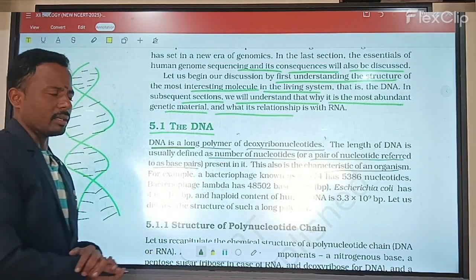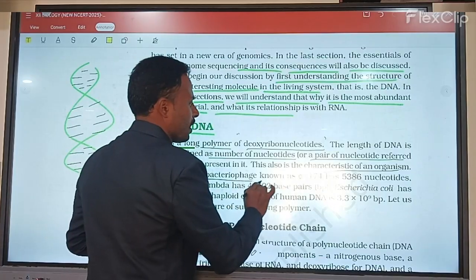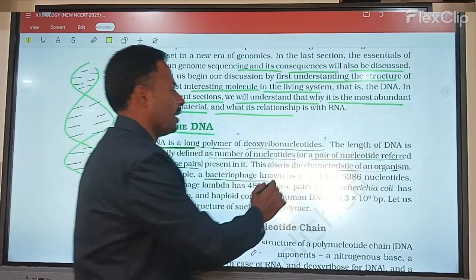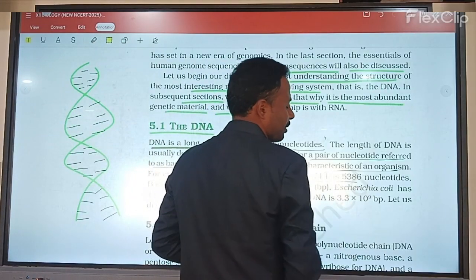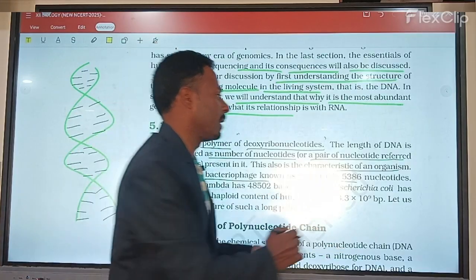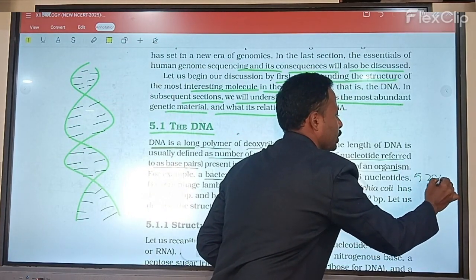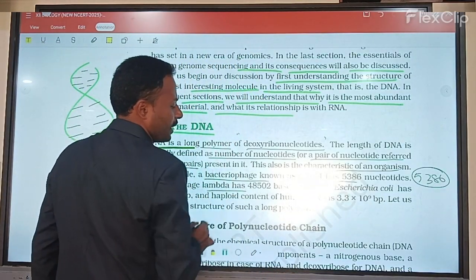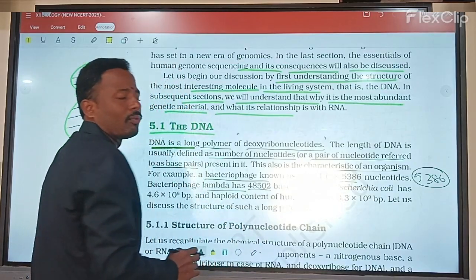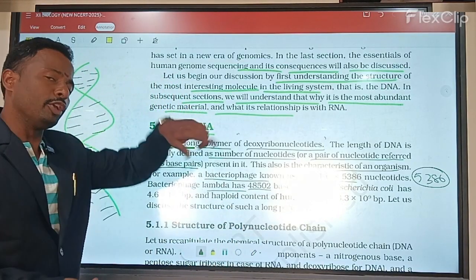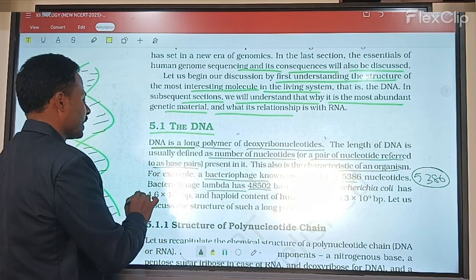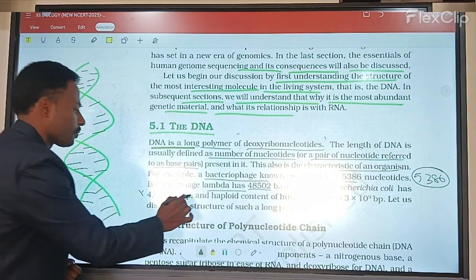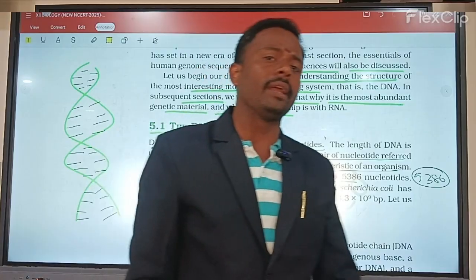For example, in some bacteriophages, how do you calculate the length? For phi X 174, it has around 5386 nucleotides. Then there is the bacteriophage lambda phage, which contains 48,500 base pairs. And in Escherichia coli, the total DNA length is 4.6 into 10 to the power of 6 base pairs.